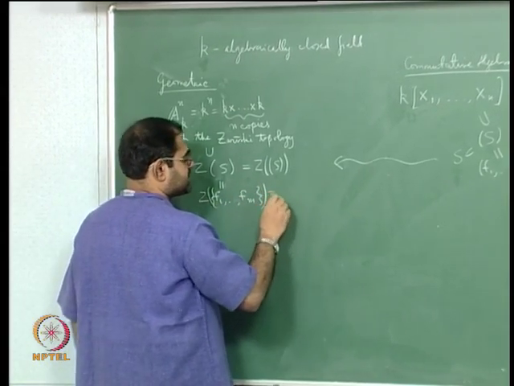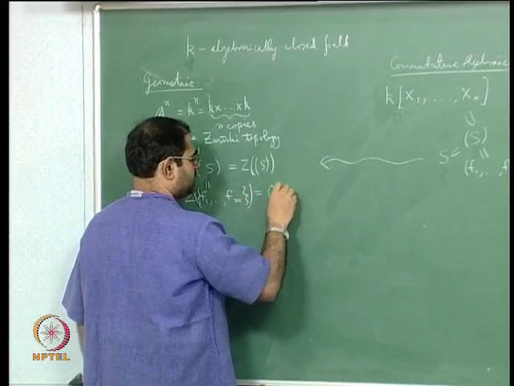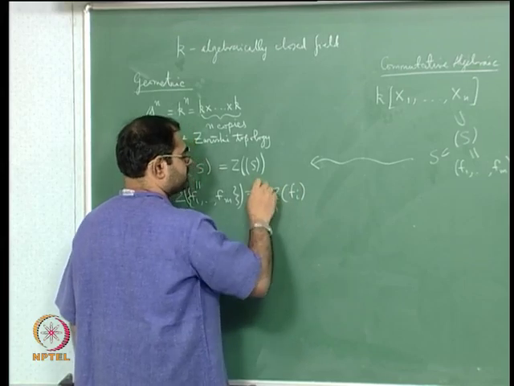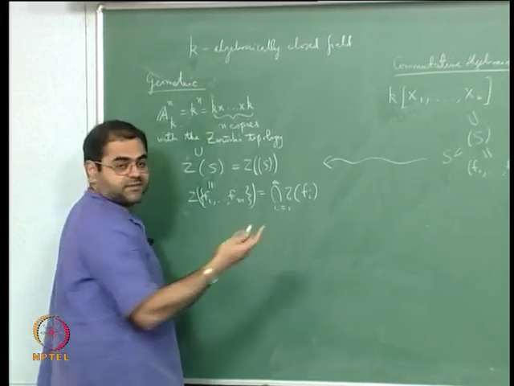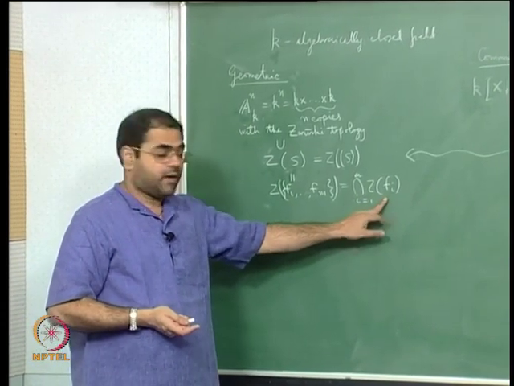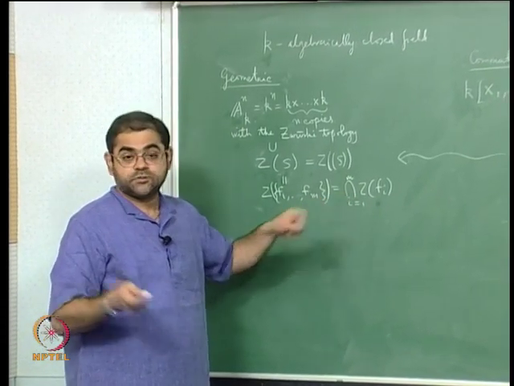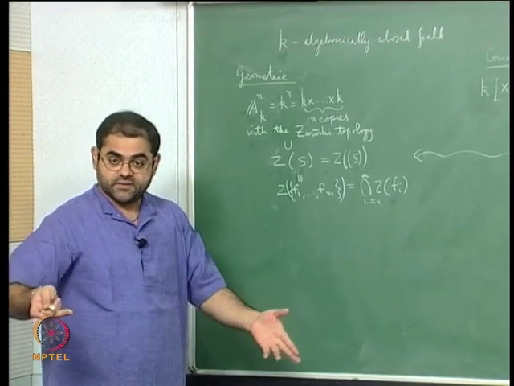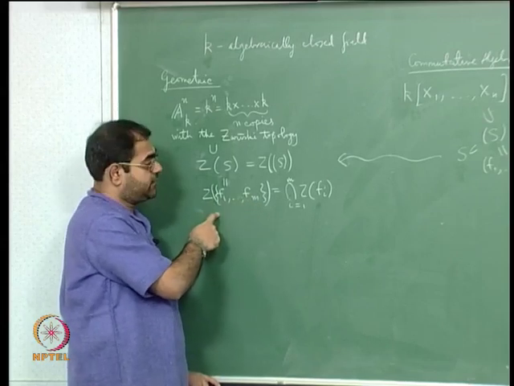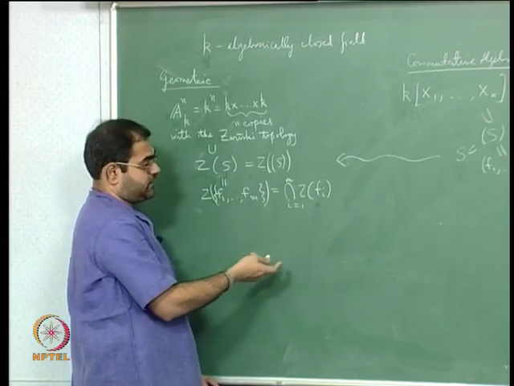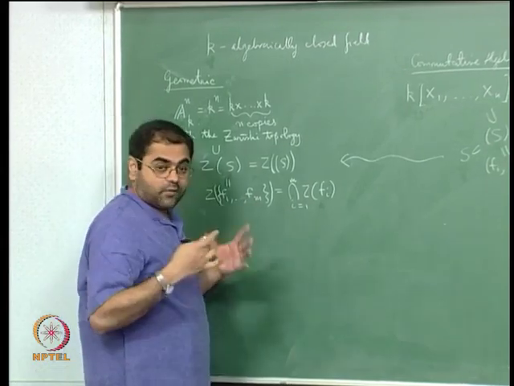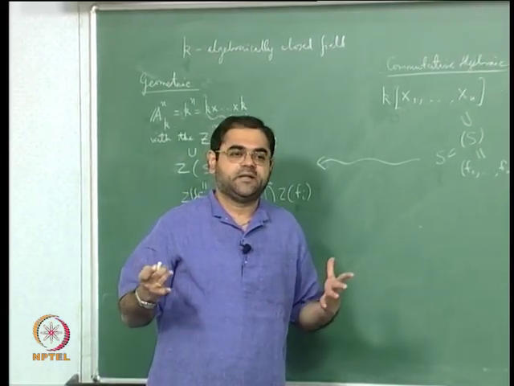And in fact, this is the same as the intersection of the zero sets of the individual polynomials. Z of Fi is just the zeros of Fi. And then if you take the intersection, you will get the points which are zeros of all the Fi's, which is exactly what this means. This is the set of common zeros of all the Fi's. And of course, this tells you that you're always only going to solve finitely many equations.